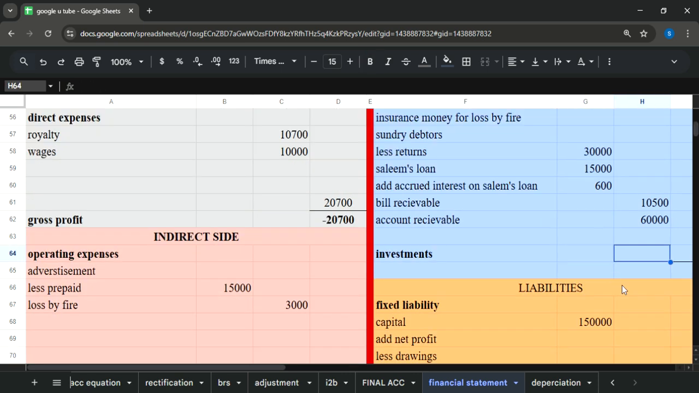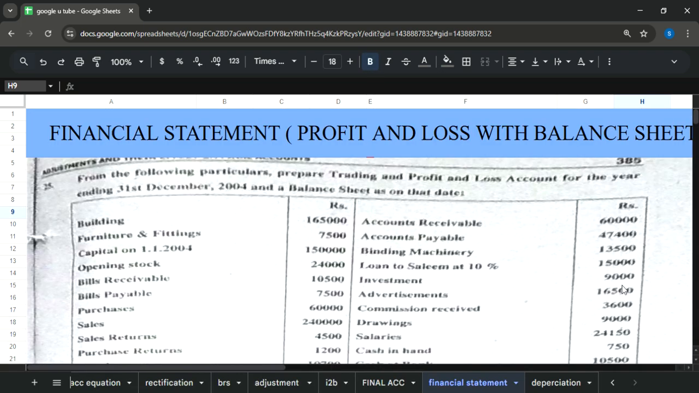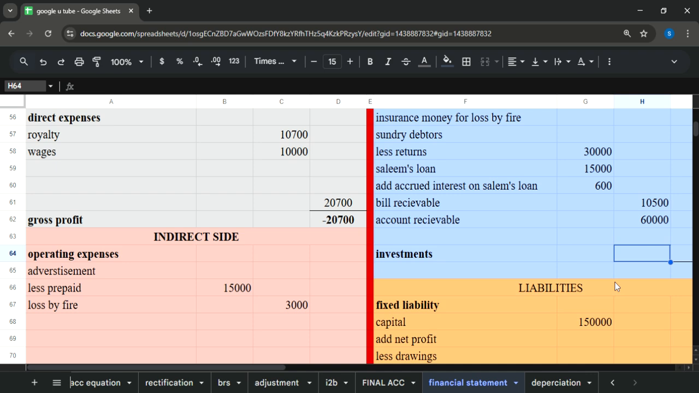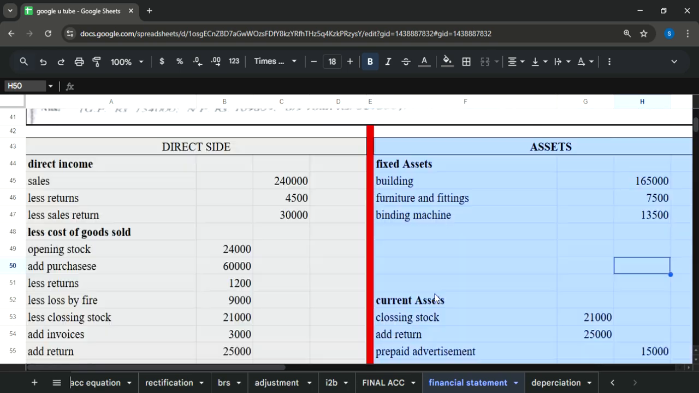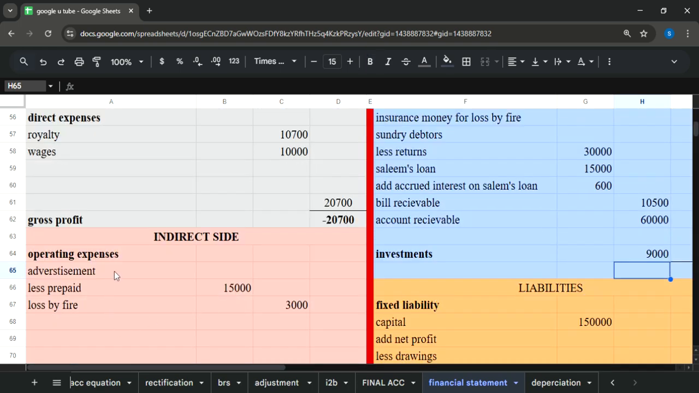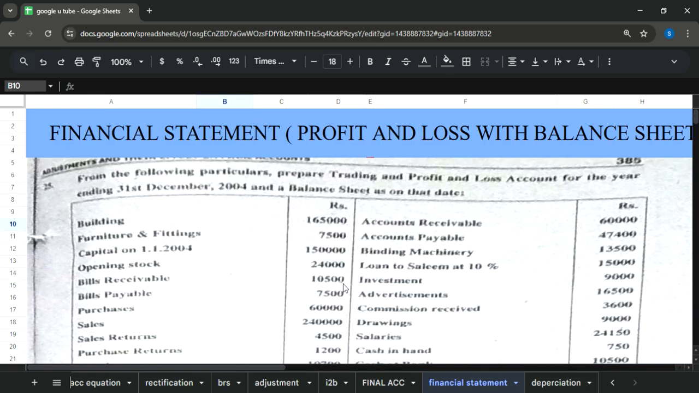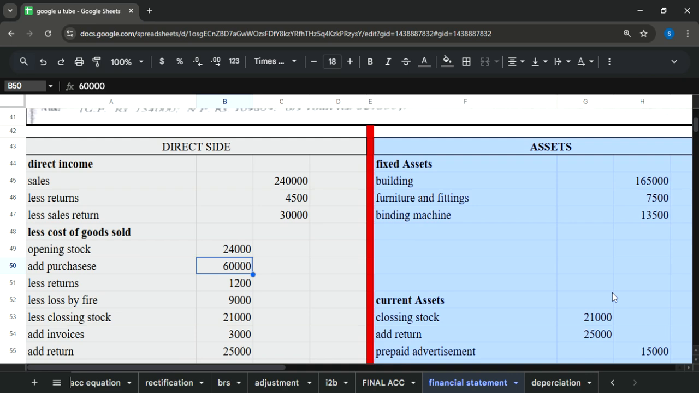This is the place where we will write investment, 9,000. Mention its amount. After investment, we have advertisement, which is operating expenses. Advertisement is already written. Let's fix this place. And the amount of advertisement is 16500.